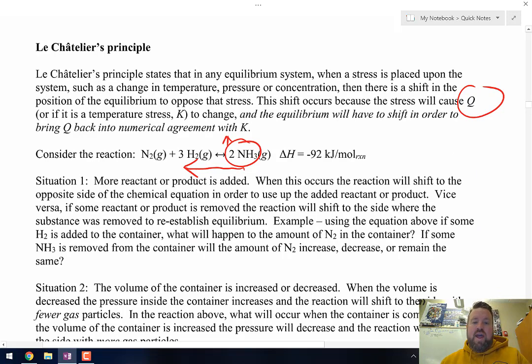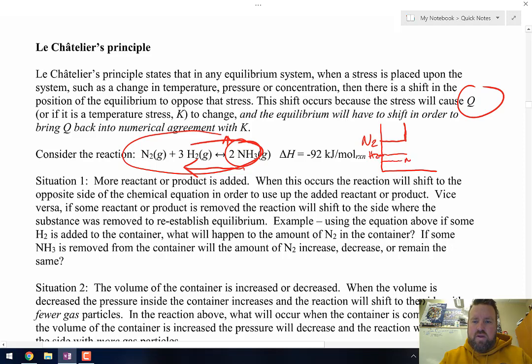The reason why that happens, let's look at these three things: nitrogen, hydrogen, and ammonia. Let's say this is the concentration, and that's N2. Right now I'm going to add some nitrogen to this system, so clearly the concentration of N2 is going to go straight up. Then here's hydrogen, and again, just to make it easier, here's ammonia.